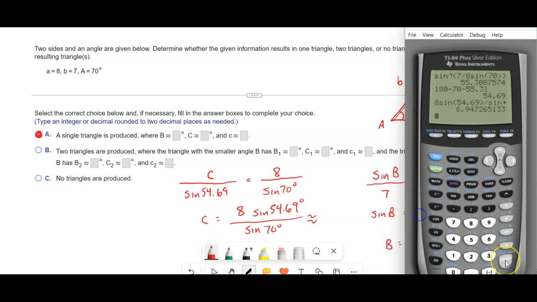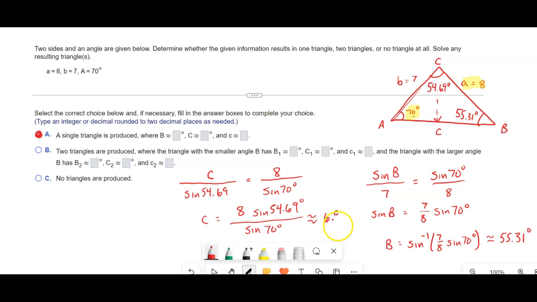All right, so hit enter. There's our approximation, 6.95 to 2 places, and so there are my 3 side lengths and 3 angles. So B was 55.31, C was about 54.69, and little c that we just found was 6.95.